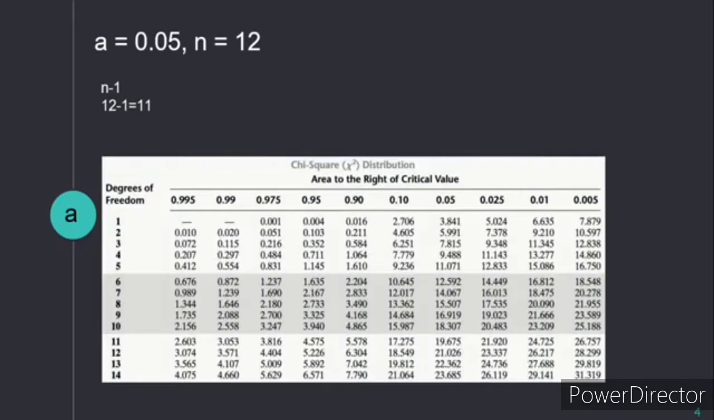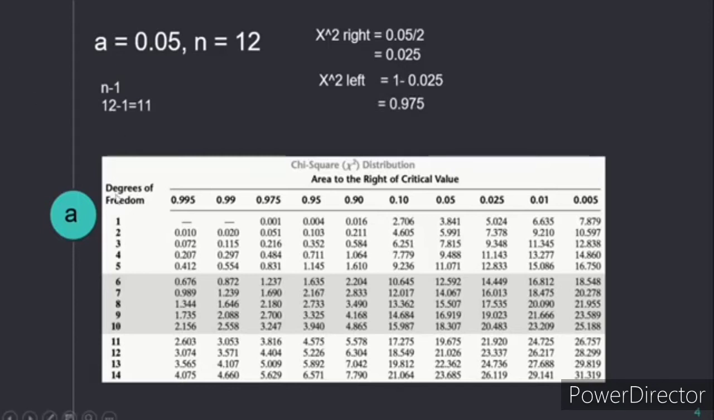So, let's begin. Letter A. Alpha is equal to 0.05 where n is equal to 12. So, to find our degrees of freedom, n minus 1, which is 12 minus 1, is equal to 11. And for the chi-square right, 0.05 divided by 2 is equal to 0.025. And for the chi-square left, 1 minus 0.025 is equal to 0.975.